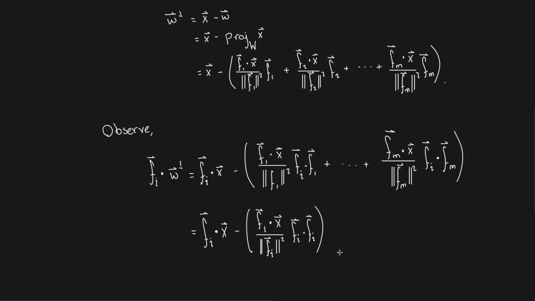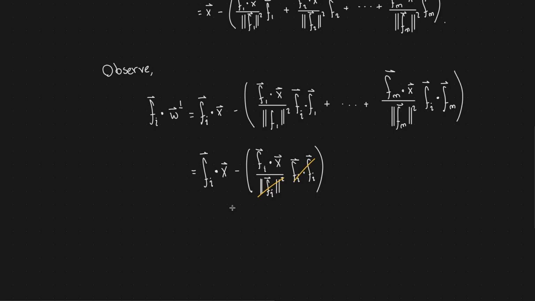Okay? But notice what happens. The norm of fi squared is just the dot product of a vector with itself. Remember, this is the norm of fi squared, just another way to write it. They're equal. And so this and this will cancel, leaving me the dot product of fi with x minus the dot product of fi with x. And of course, that is equal to 0.